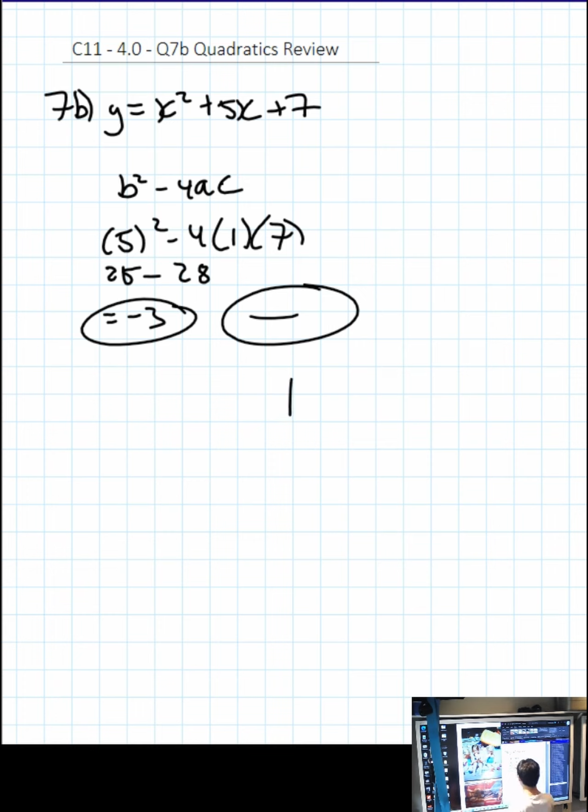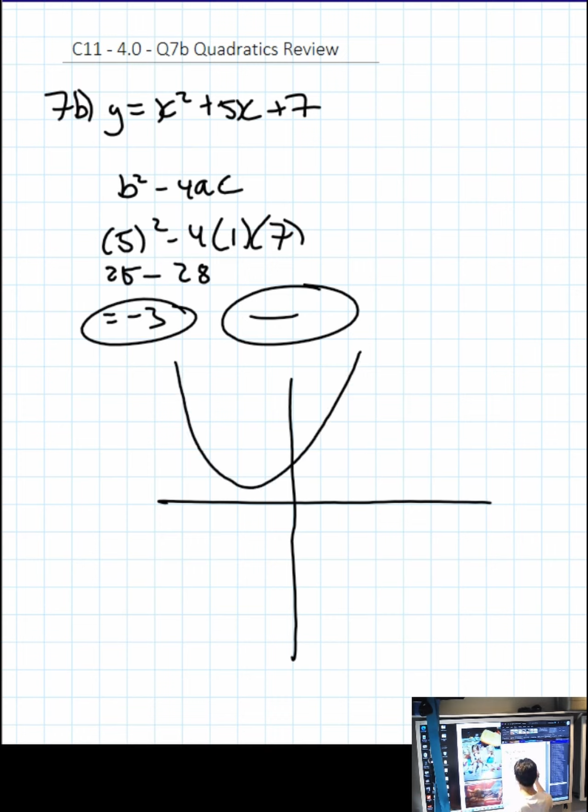So let's go into our y equals on our graphing calculator and sketch this graph. Notice it doesn't have any x-intercepts. So beside the negative sign, we're just going to say no solution, meaning no x-intercepts, no zeros, no roots, no solutions.